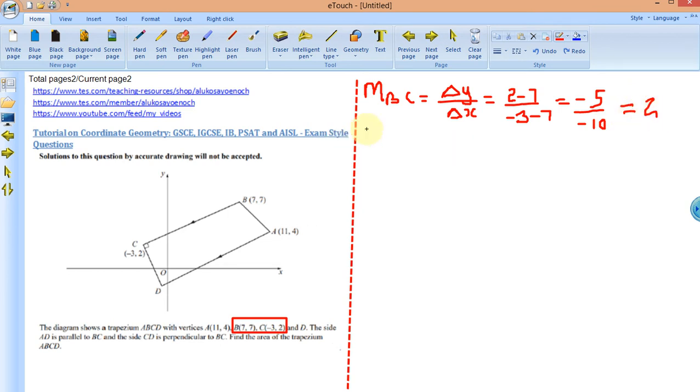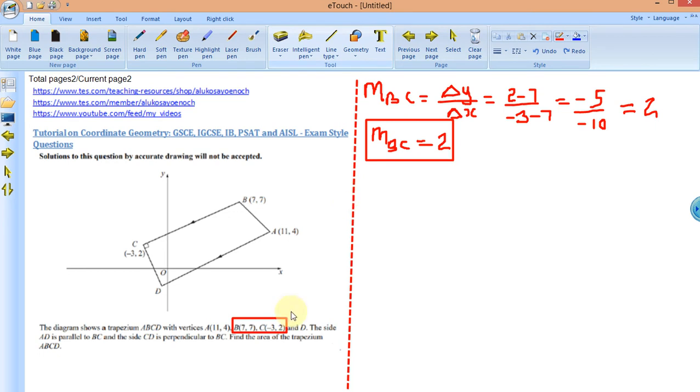So m subscript BC, that is the gradient of line BC, is 2. I can put that in a rectangular box. So let's keep that: the gradient of line BC is 2. Just keep that for now.